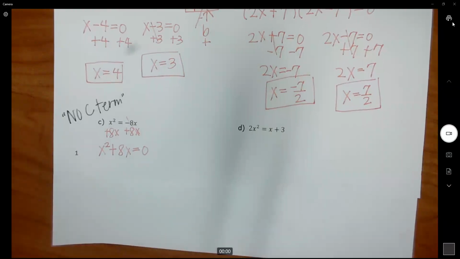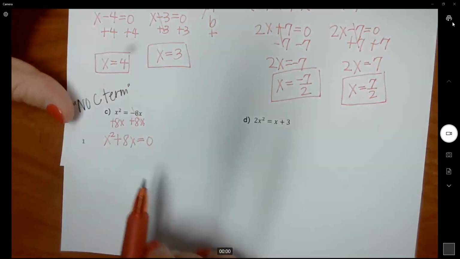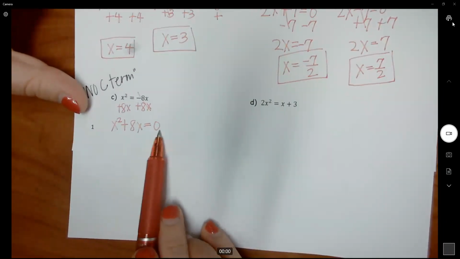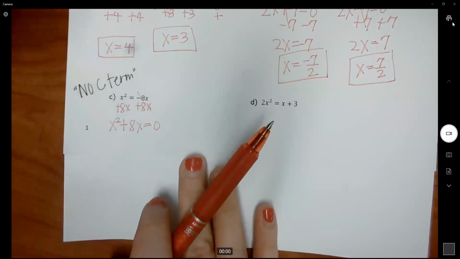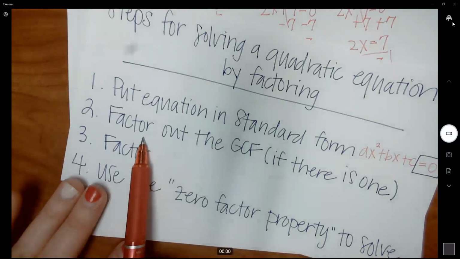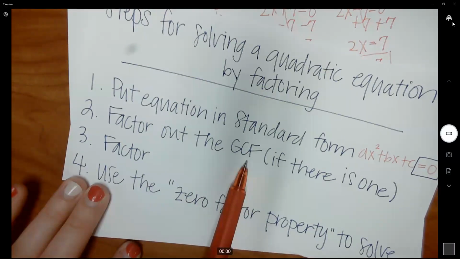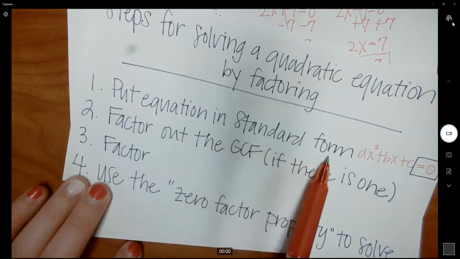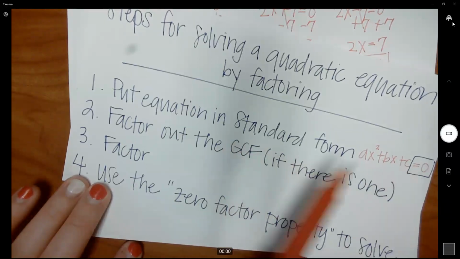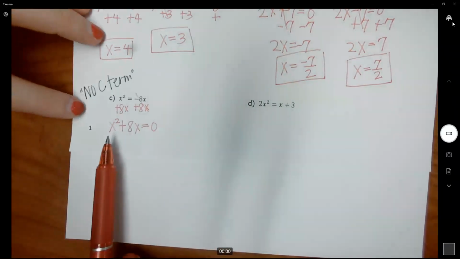These problems seem to stump most, and these are actually the easiest because once I get this into standard form, my next step for solving is to factor out a GCF. If you don't forget this step, then these problems are easy. Every time after you get this in standard form, which means it equals 0, look for a GCF. This one, I have a GCF of x.